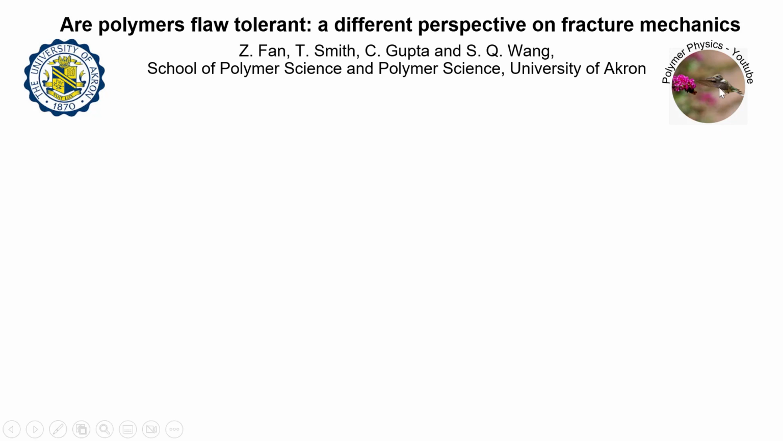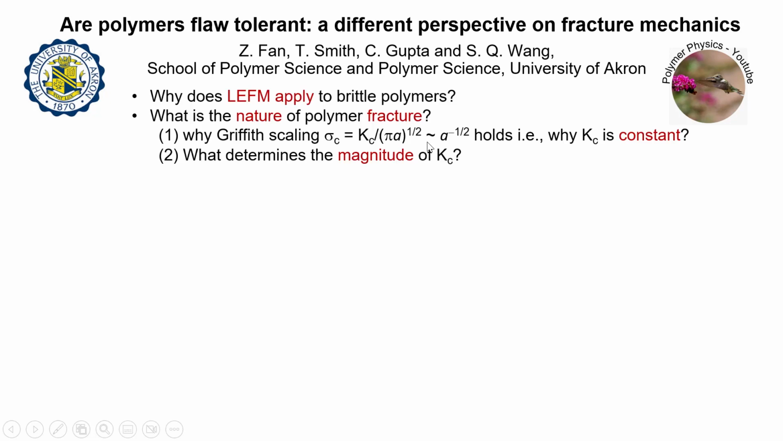The first thing first, we learned through those books that we need fracture mechanics to understand the fracture behavior of polymers. So the burden on me is to explain to you folks why we need fracture mechanics, which amounts to having to understand the nature of fracture of polymers. More specifically, I need to explain why Griffith's scaling works. In other words, why your critical load goes as this, which means why there is a constant Kc. And in fact, even more, what determines the magnitude of Kc.